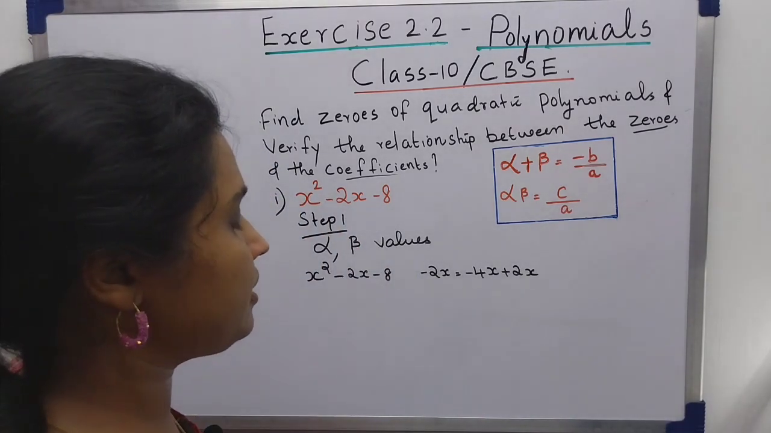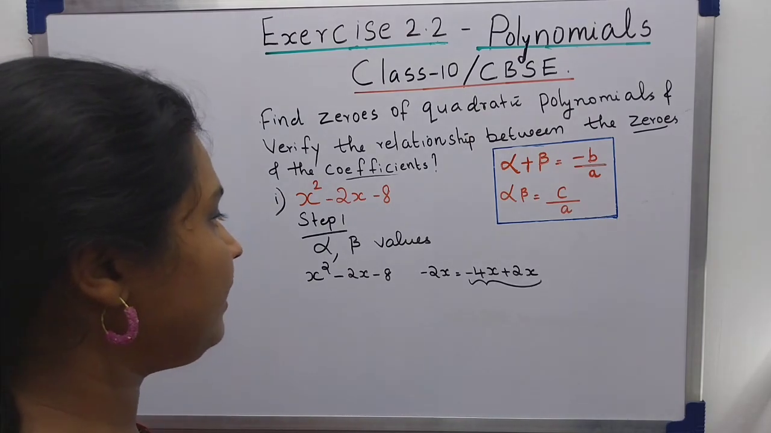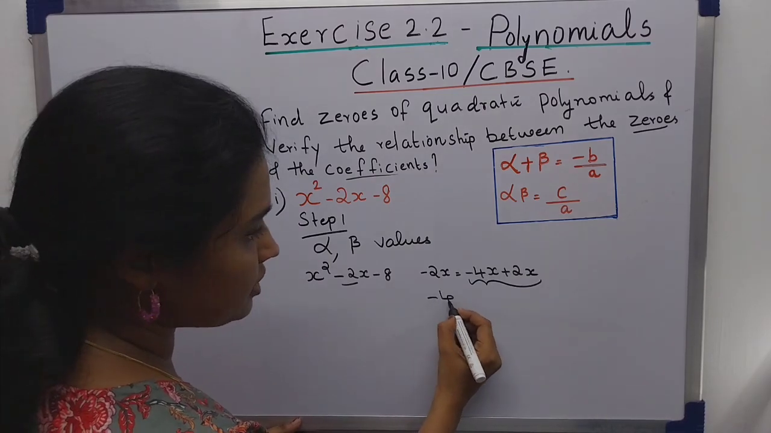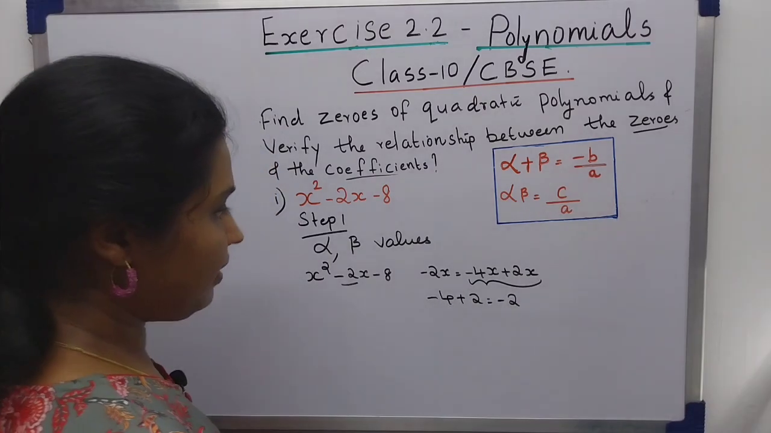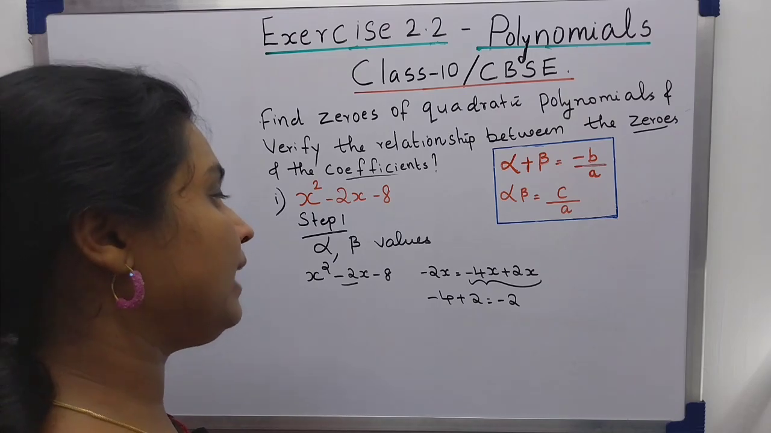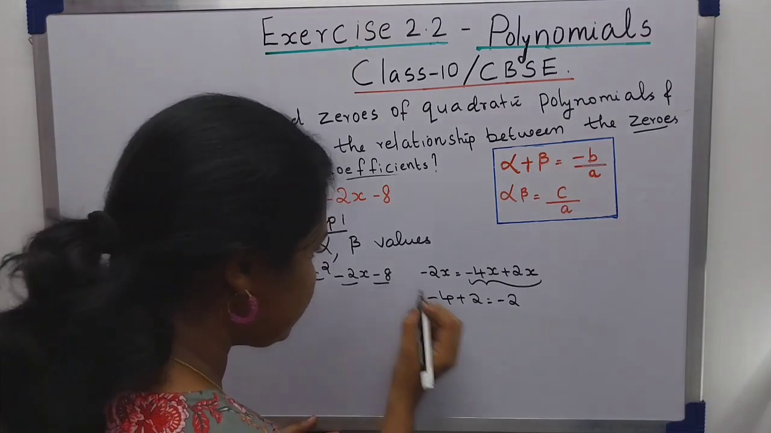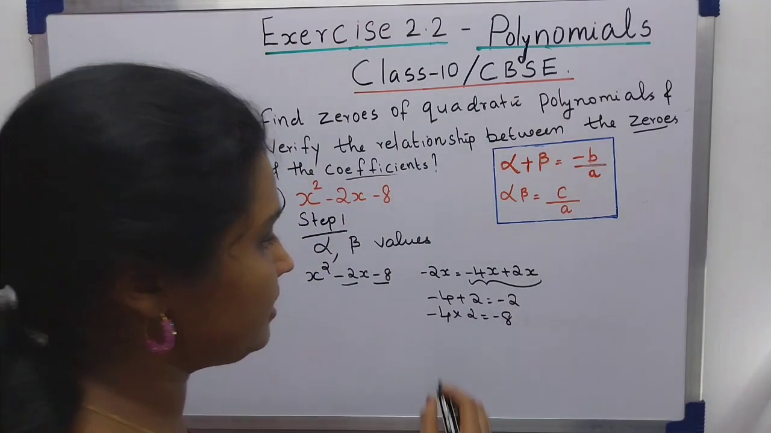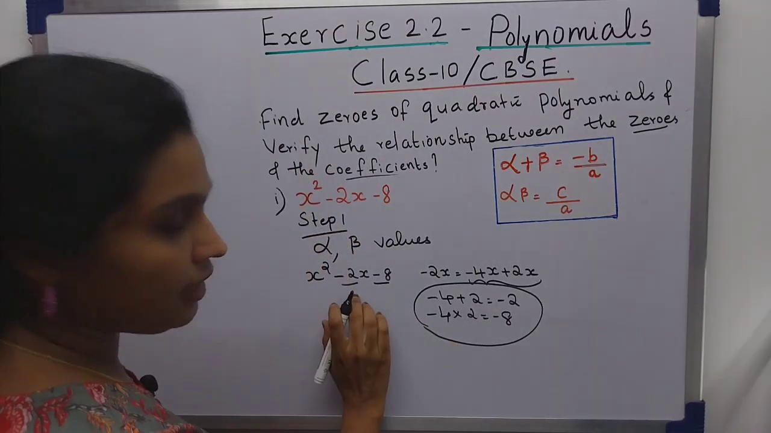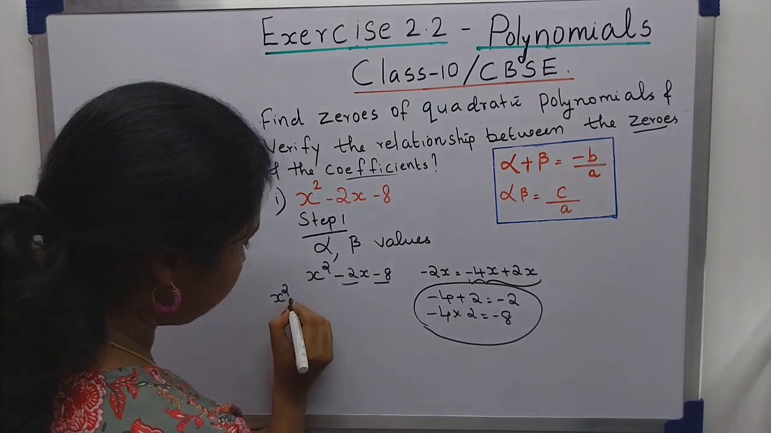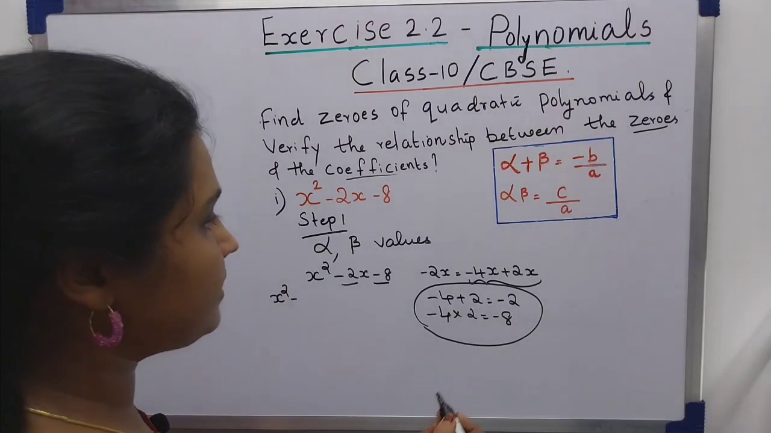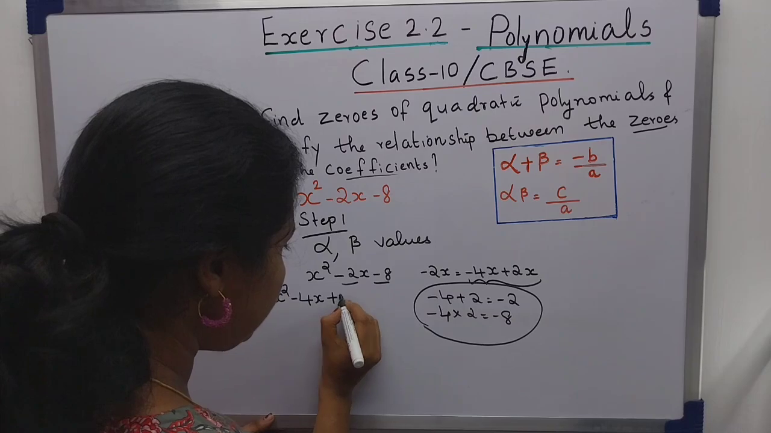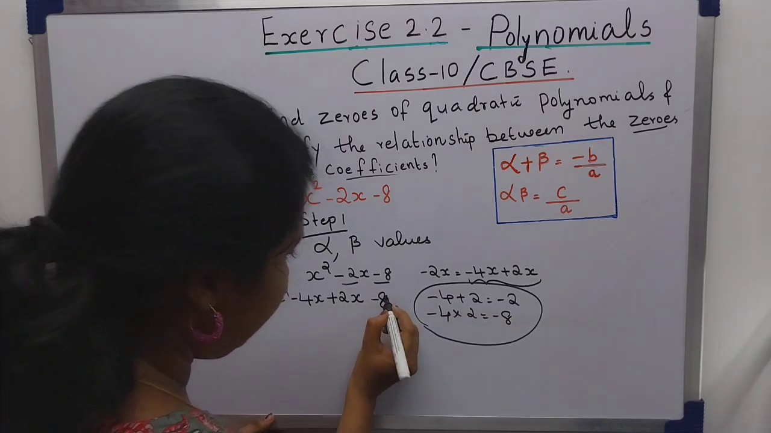Actually, there is a condition for splitting. If you add two numbers, you get minus 2. So minus 4 plus 2 is equivalent to minus 2. While if you multiply those two numbers, we need to get minus 8. Minus 4 into 2 is equivalent to minus 8. So the condition is satisfied. So the middle term in x square minus 2x can split like this: x square minus 4x plus 2x minus 8.